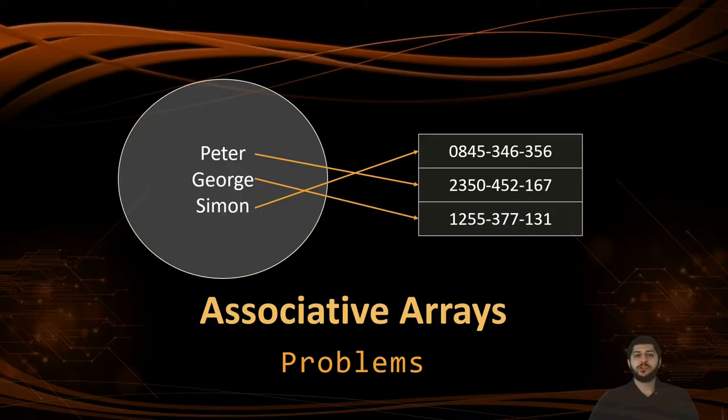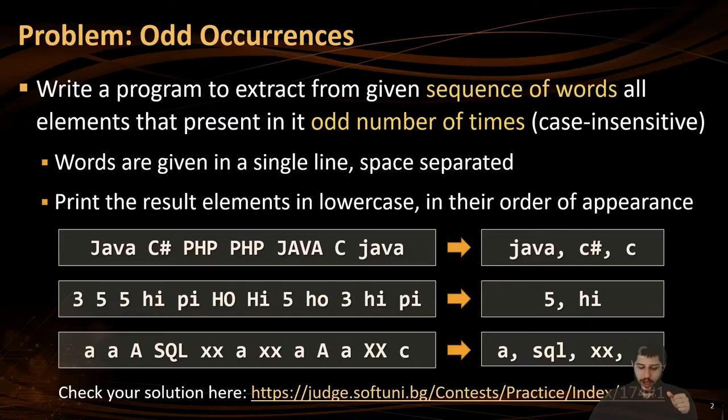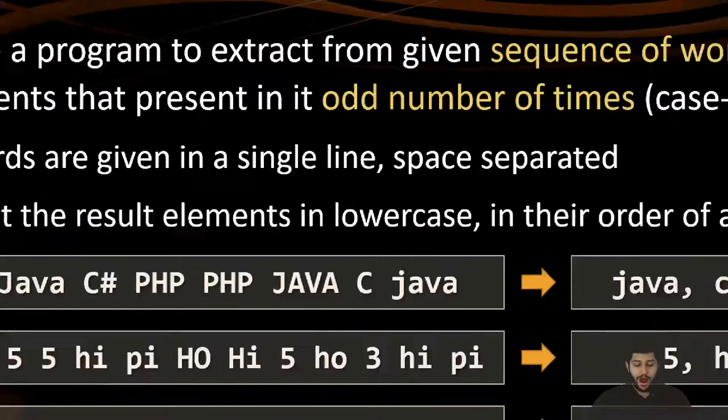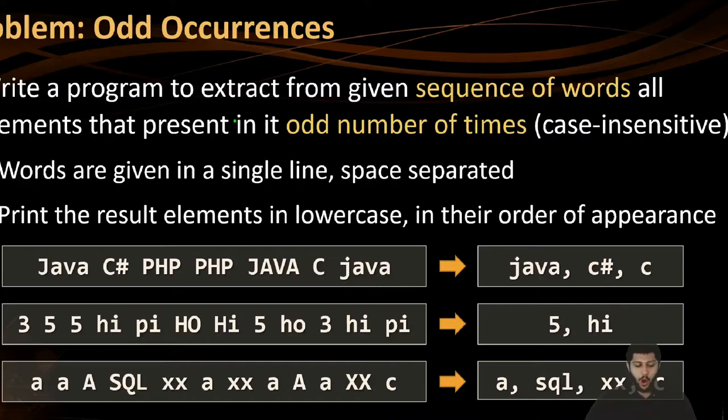After we talked so much about associative arrays, it is only fair that we solve some problems using them. The first problem that we have is called odd number of occurrences or odd occurrences. In this problem, we need to create a program that extracts from a given sequence of words all elements that are present an odd number of times, which is case insensitive.